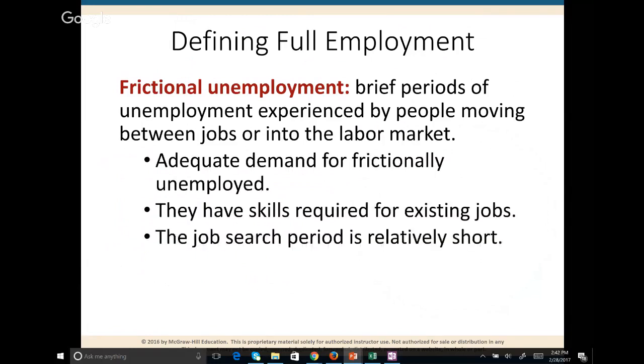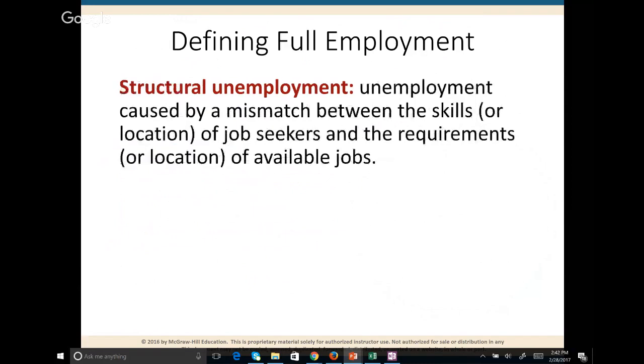So frictional unemployment is for people who take a very brief time to find their next job. For anybody who is currently in between jobs, we call them frictionally unemployed. And many of the frictionally unemployed left their work because of their own personal reasons. So when they quit their job, that's called frictional unemployment. Next one is called structural unemployment.